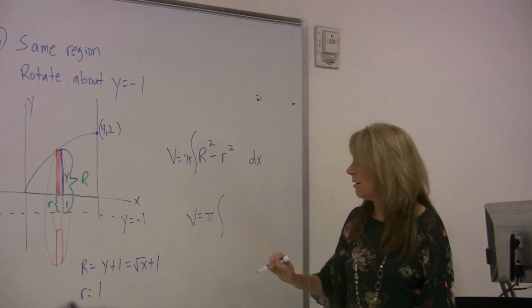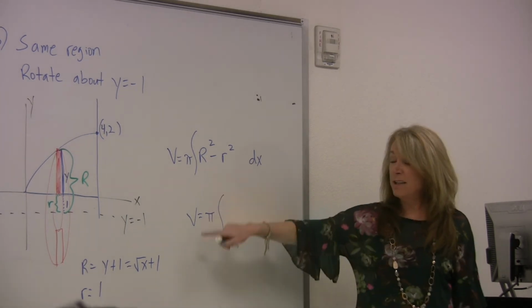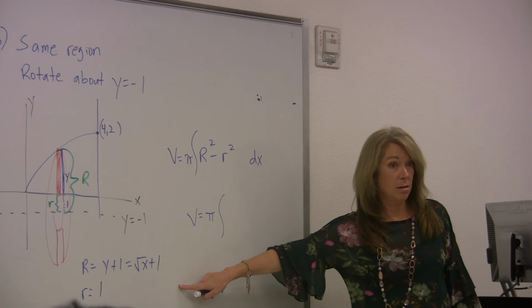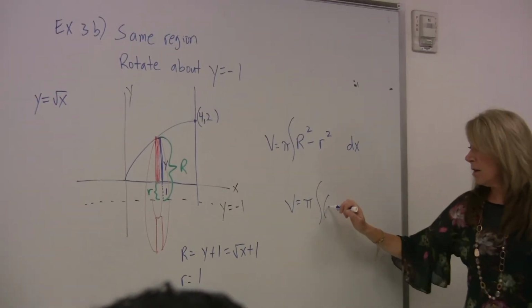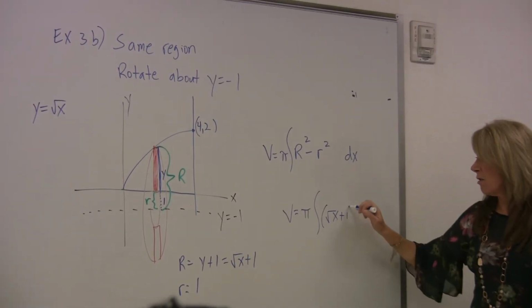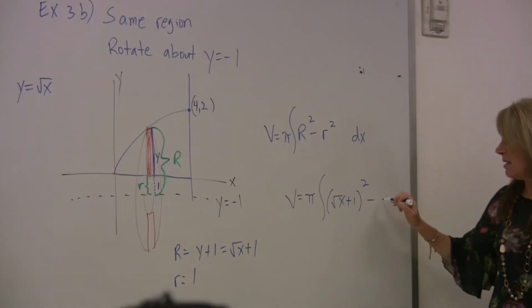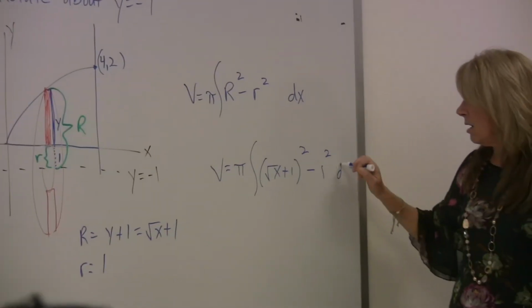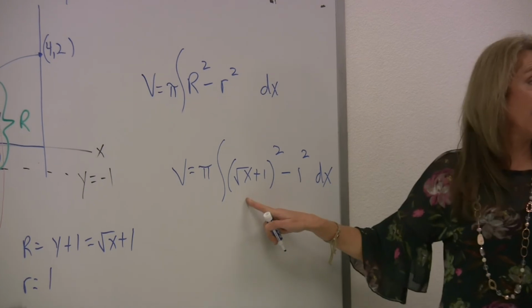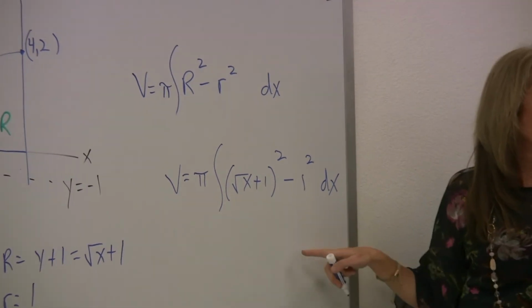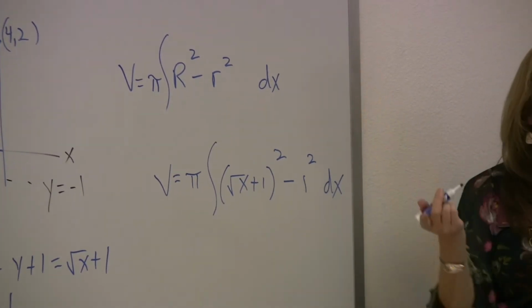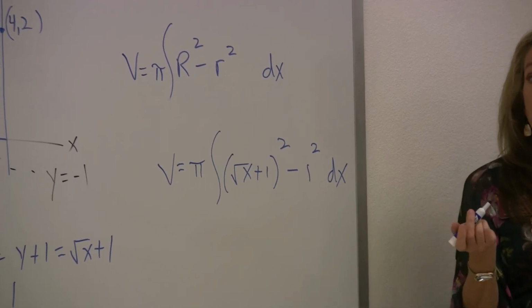Pi times the integral. Big R is this expression, right? Square root of x plus 1, the quantity squared, minus 1 squared dx. Everything here is in terms of x, so I'm good. Didn't have to change my function in this problem. It already was in the right format.